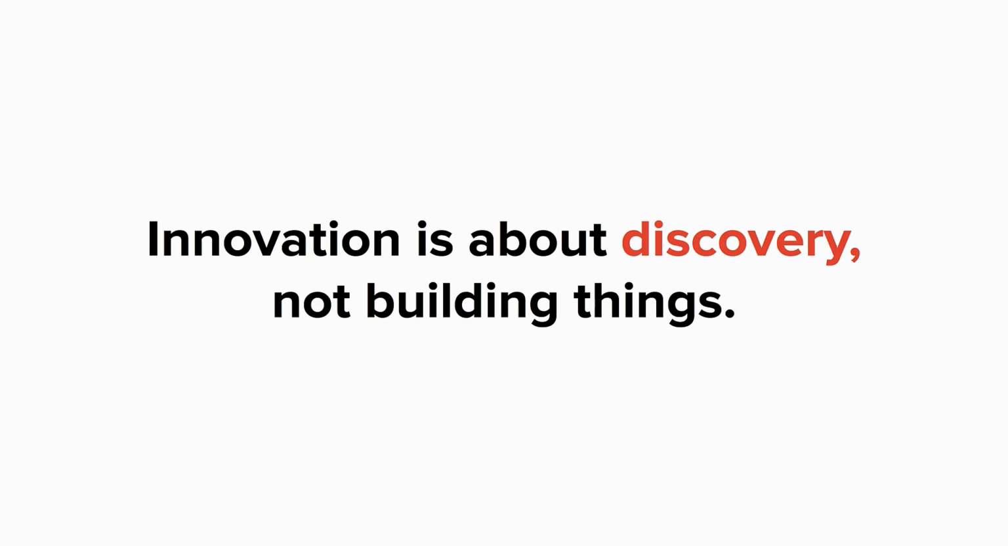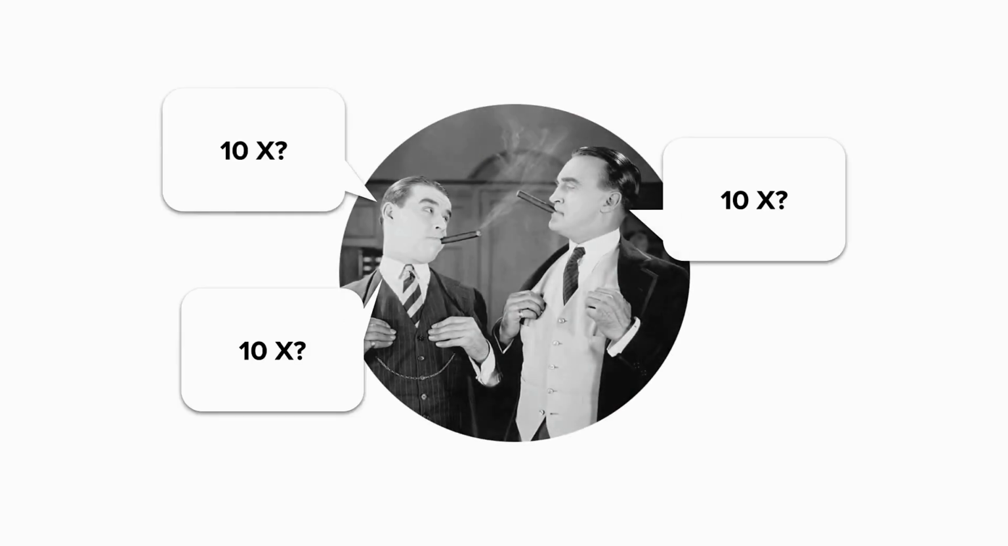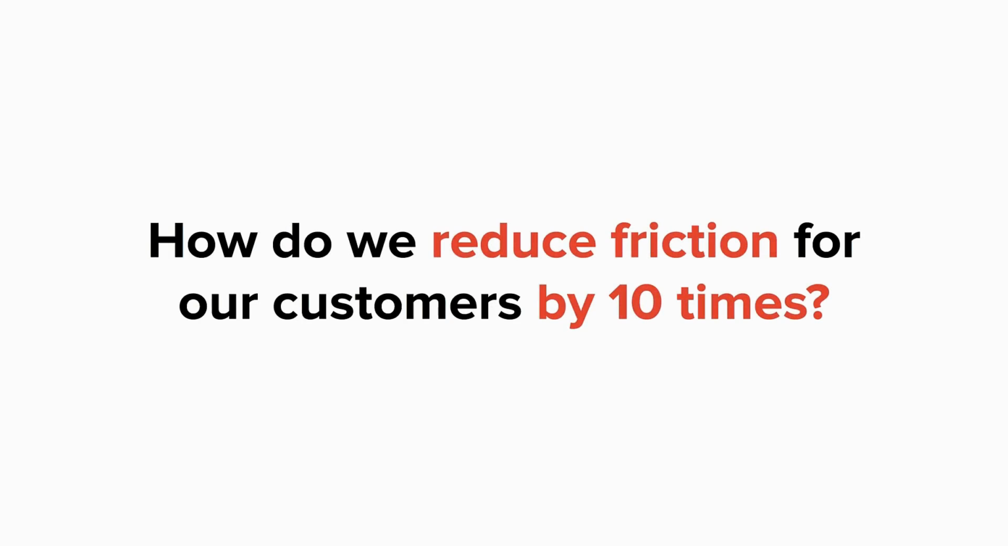A way to reframe the innovation process is to ask, how can we discover solutions that will make our customers' experience 10 times better? Now, why 10 times? Why 10x? I know 10x is a buzzword. It's boring, and everyone says 10x, 10x, 10x. But all it really means is, how do we reduce friction for our customer by 10 times? This is the framing that a company like Google uses. And if you look at very successful products in the market, all they're doing is taking friction out of the system.